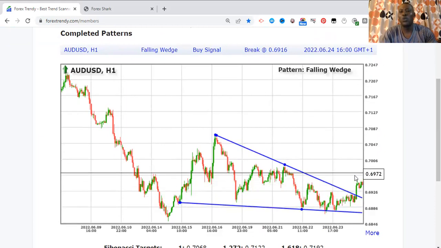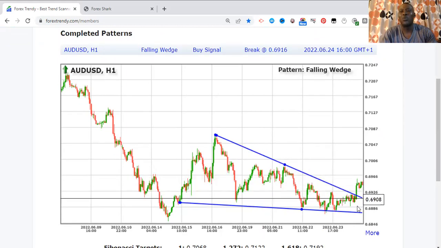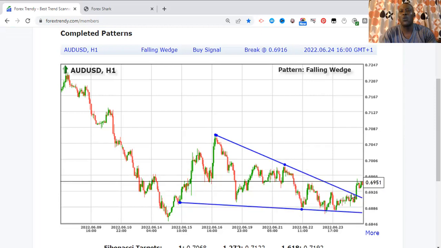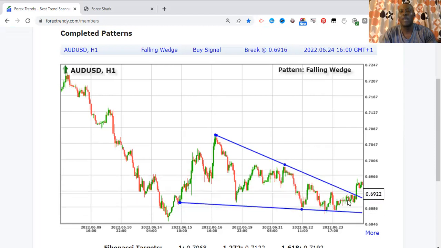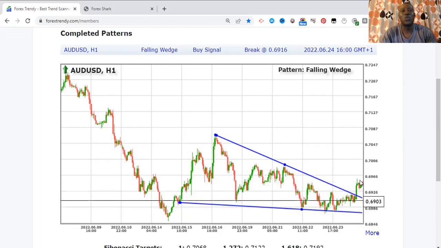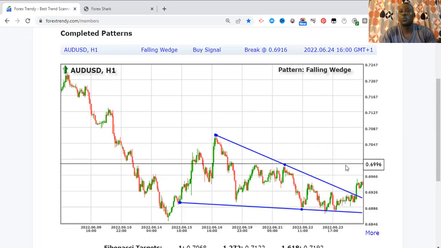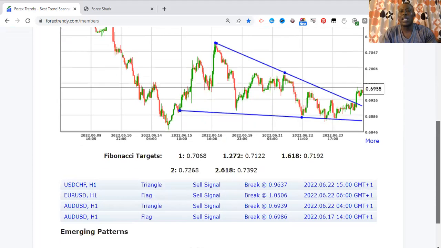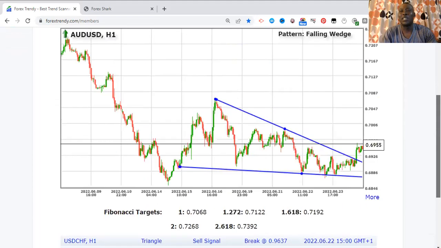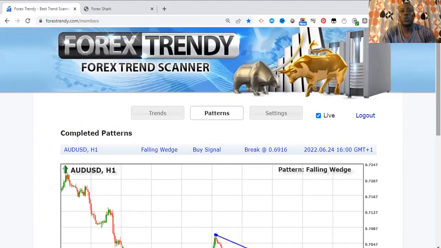What you will do, pick out this pair on your chart and put your entry arrow, entry signal to the buy direction. This tool is so powerful. It can do everything for you. You don't need any analysis. You don't need anything. Only this tool will do a lot for you.